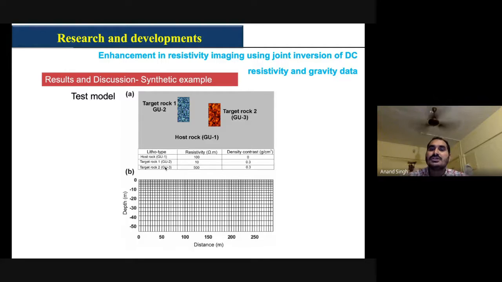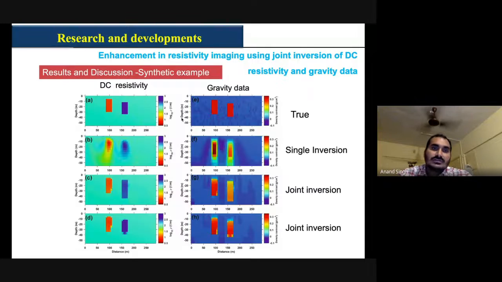Target rock 1 has a physical property value of 10 ohm meter and density contrast 0.3. And target rock 2 also 0.1. One important point you should note down is that these two physical properties, though it has target rock 1 and target rock 2, have a different resistivity value, but we have considered the same density value. Now this one has the block which we wanted to consider.